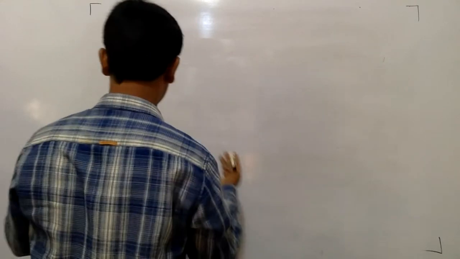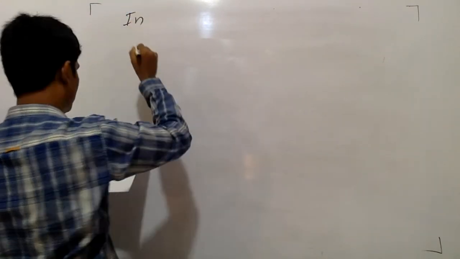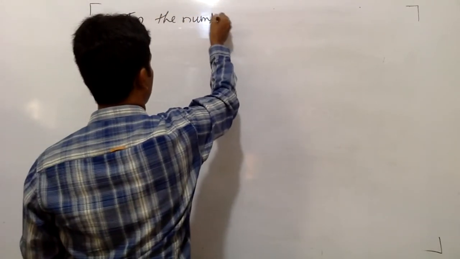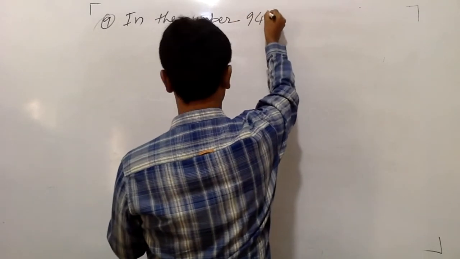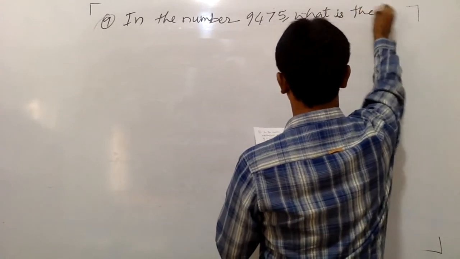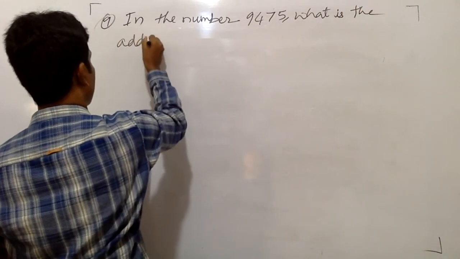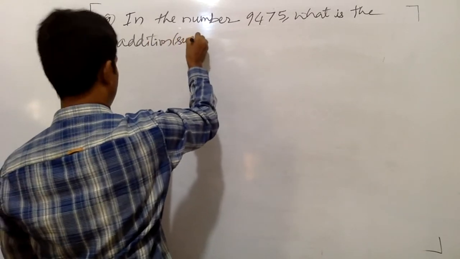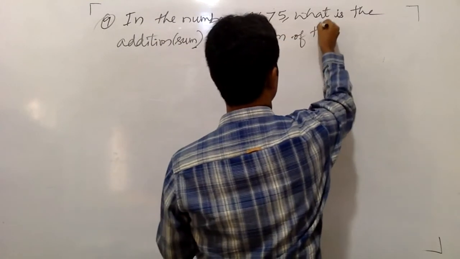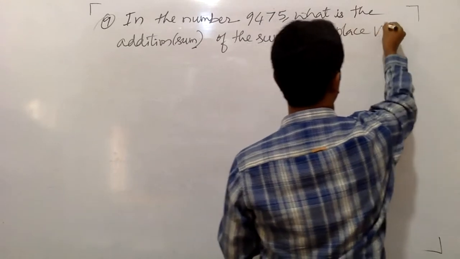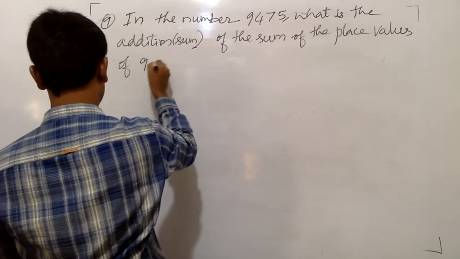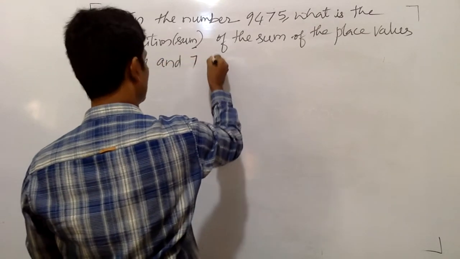Next question. Ninth question. In the number 9475, what is the addition or sum of the sum of the place values of 9 and 7 to their difference?